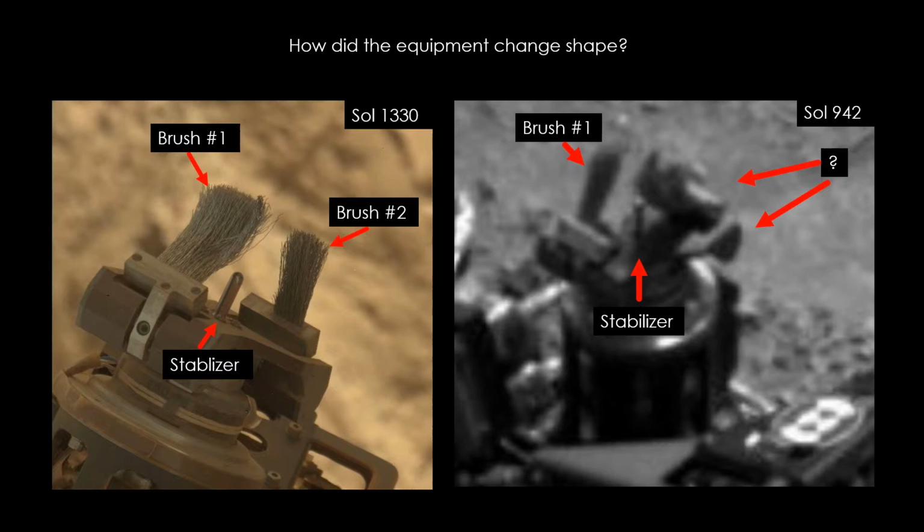In the color image on the left, we see Curiosity's DRT, or dirt removal tool. It consists of 2 brushes and a small silver stabilizer in the middle. In the black and white image on the right, we can identify the first brush and the stabilizer in the middle. And then there are 2 objects on the right side that cannot be identified and neither resemble the brush.